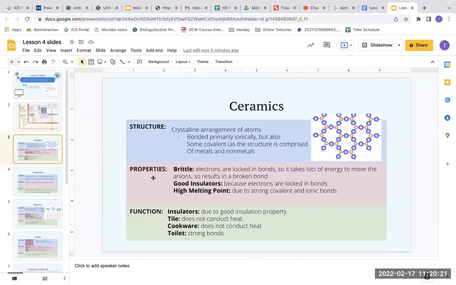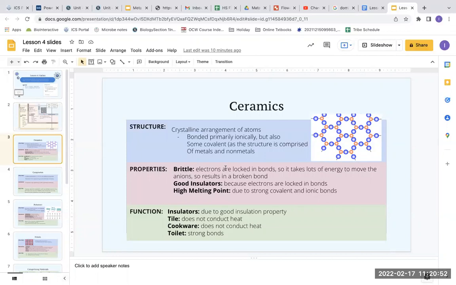Now, the property of this material, they're usually quite brittle because you have electrons being locked inside the bonds. So when you want to try and break that bond, it takes a bit of force to do that. But once you break it, the two atoms fall apart completely, causing the material itself to split. So that's why it's brittle.